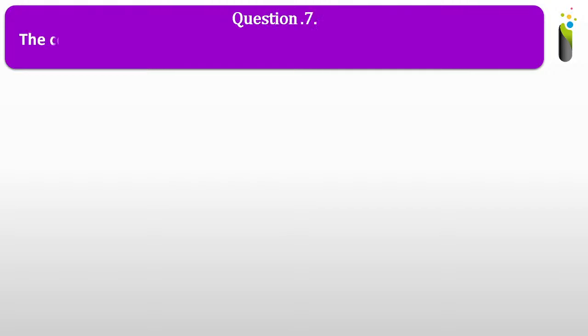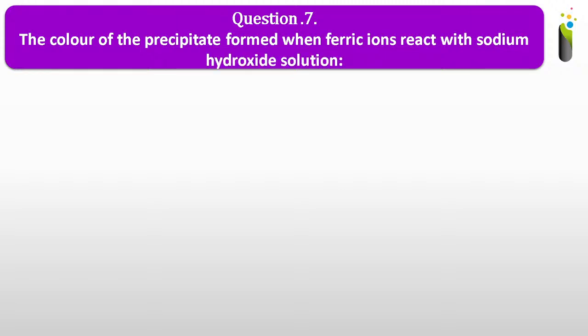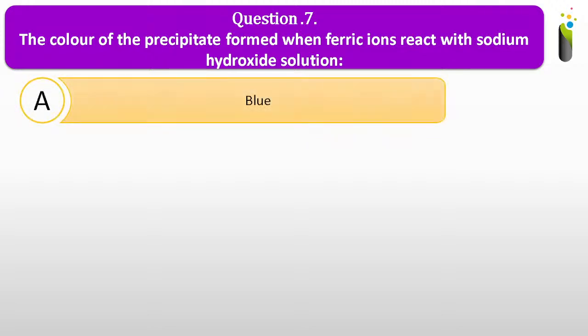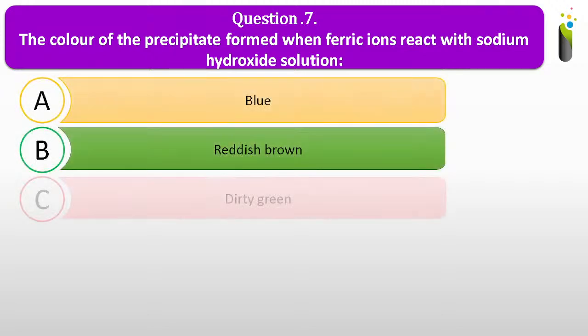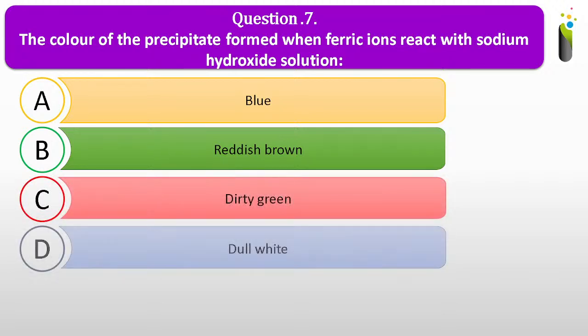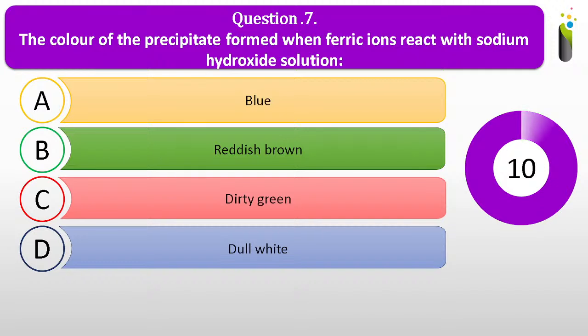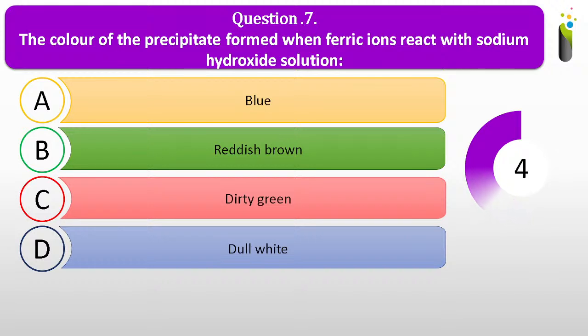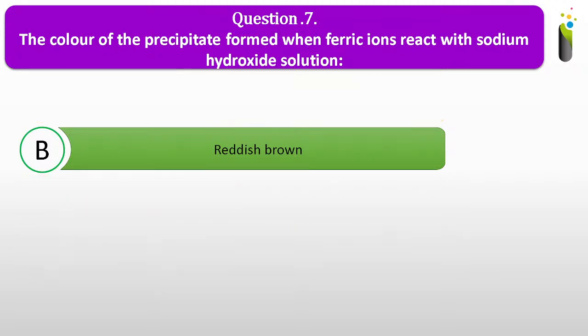Question number 7. The color of the precipitate formed when ferric ions react with sodium hydroxide solution is dash. A. Blue. B. Reddish brown. C. Dirty green. D. Dull white. So what is the color of the precipitate formed when ferric ions react with sodium hydroxide solution? And the correct answer to this question is reddish brown. So a reddish brown precipitate is formed when ferric ions react with sodium hydroxide solution.